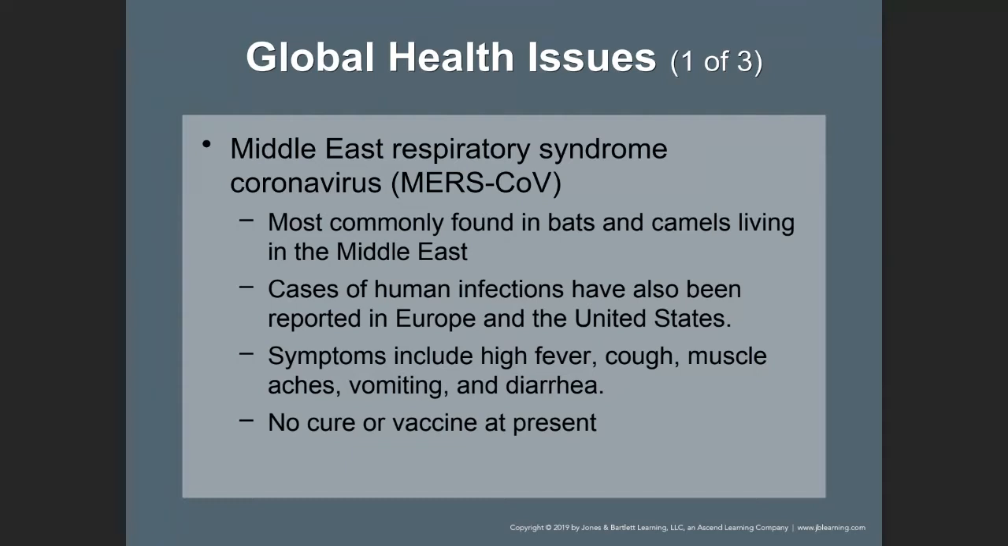Global issues: Middle East respiratory syndrome coronavirus, MERS-CoV, most commonly found in bats and camels living in the Middle East. Cases of human infections have also been reported in Europe and the United States, and I believe this was from 2012. Double check me on that. Symptoms include high fever, cough, muscle aches, vomiting, and diarrhea. No cure or vaccine at present, though they are experimenting with vaccines, so that might change in the future.